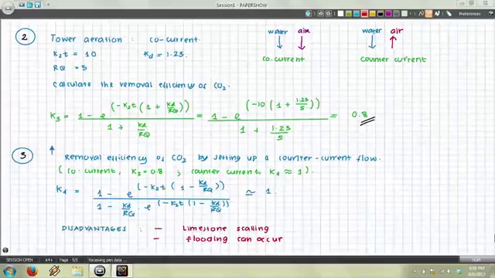If you want to use co-current, you have a moderate removal of carbon dioxide. However, you do not have the problems that are occurring with counter current systems, which is limestone scaling or flooding. So that was question 3.